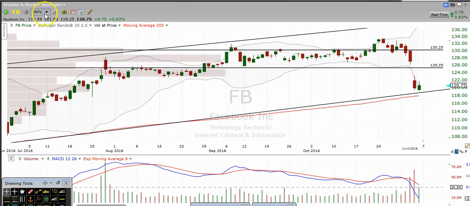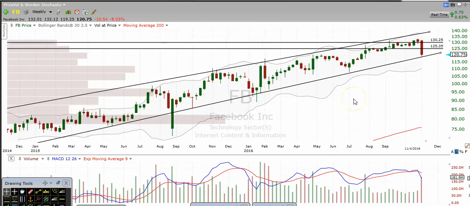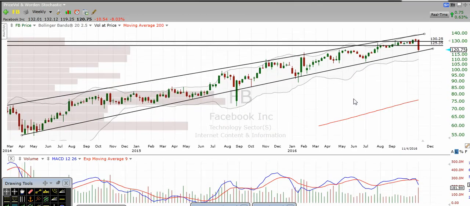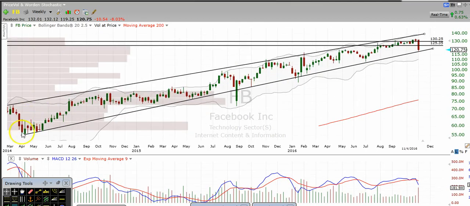So now I'm going to back it out to the weekly time frame here on Facebook. And you can see that ever since early 2014, we've bounced. Look at how many times we bounced off of this level. Right here, right here, right here, again right here. You can see this is a channel too, so here's the top side of that channel as well. So it's a good idea to draw this level on your chart.